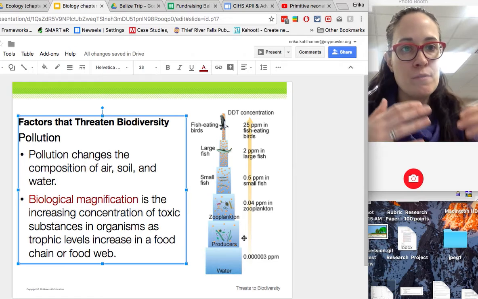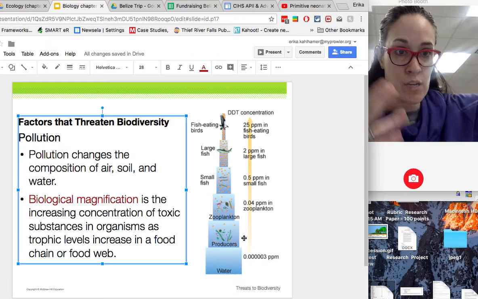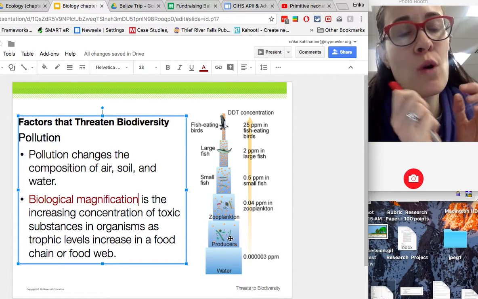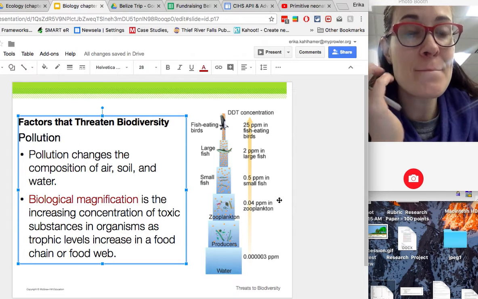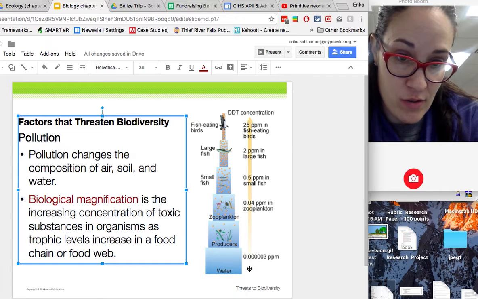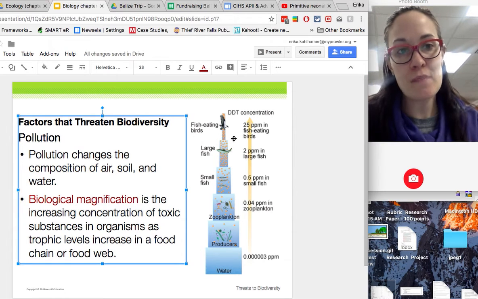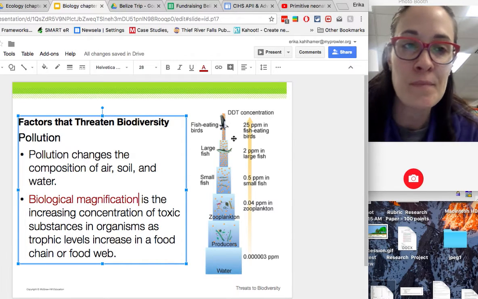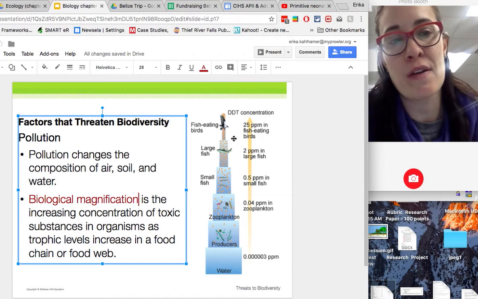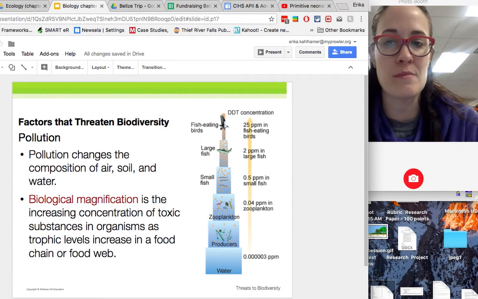As the food chain goes up to the higher organisms, the pollutant gets more concentrated or magnified. So although in the water it was 0.000003 parts per million, by the time that pollutant gets into the blood of the fish-eating bird, it is now 25 parts per million, highly concentrated. And this caused some problems.